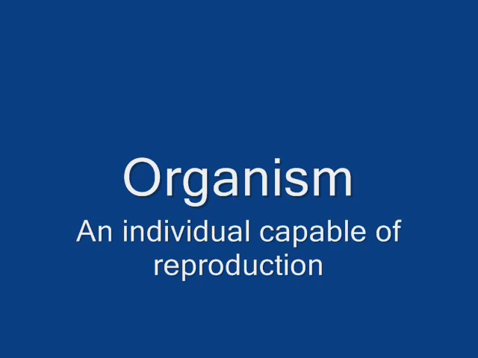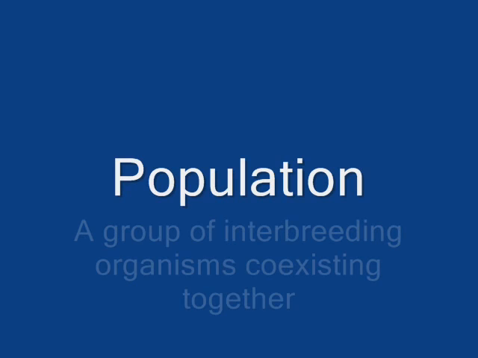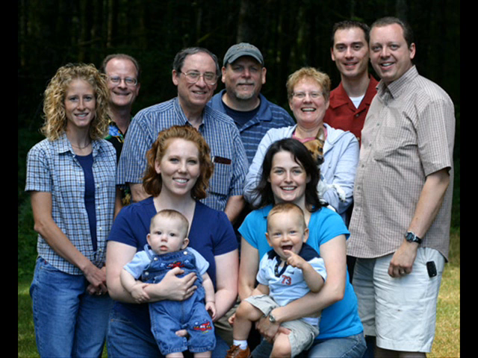An organism, an individual capable of reproduction. Population, a group of interbreeding organisms coexisting together. An example would be a family or your extended family.